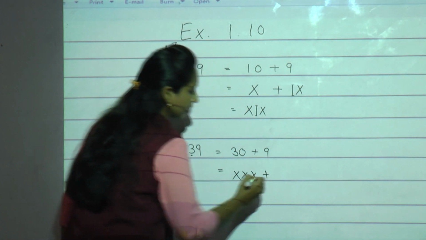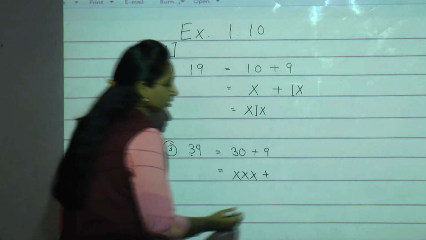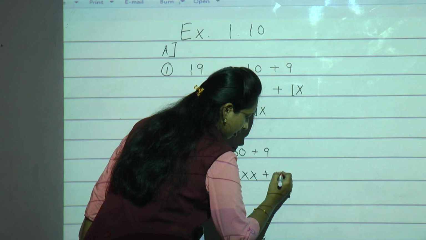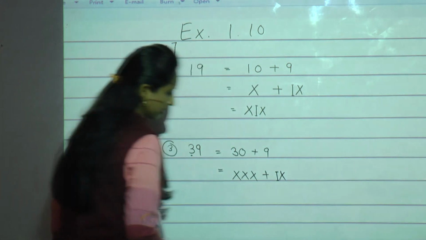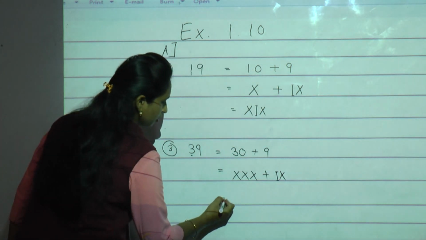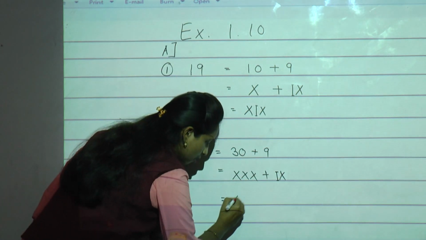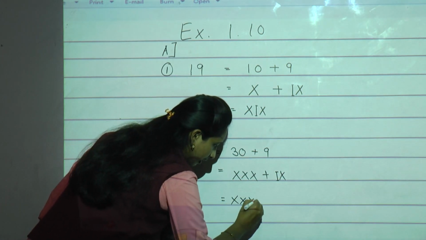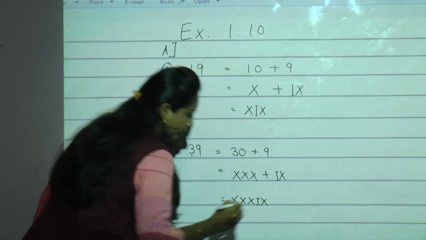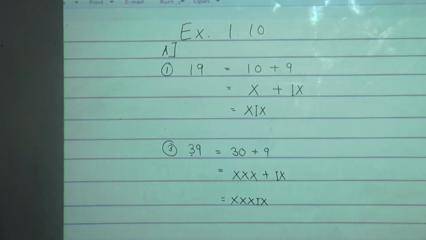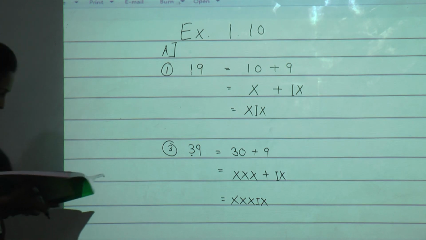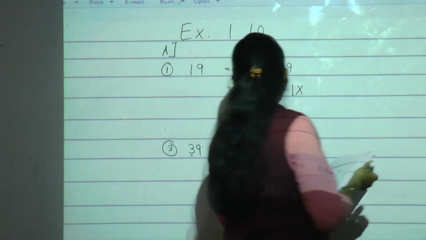Now how we write 9 in Roman? We write it as I and X. Okay. So just write together, add together these Roman numbers. So we get the Roman numeral XXXIX. Got it? Yes students, understood? Very easy. Now we will solve one more example.